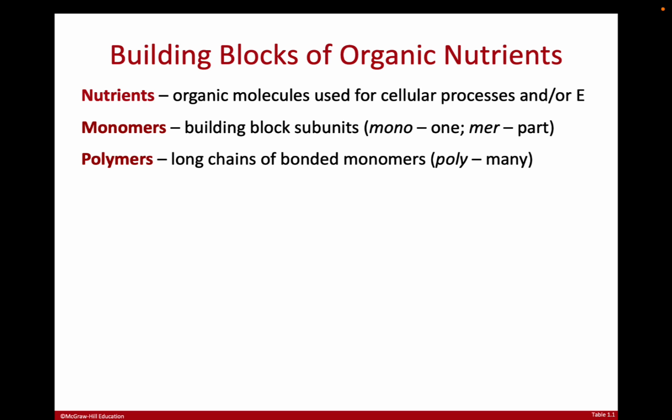And most organic nutrients are made of monomers, which are the individual subunit building blocks. So if you think of beads on a string, each bead is a monomer. Mono means one and mer means part. So they have one part to a monomer. Polymers, on the other hand, are all the beads on a string together. Each bead attached to another bead is by what we call a bond. And when you put a lot together, we're talking like hundreds to thousands of these together, that is your polymer. And poly means many, so this means many parts.